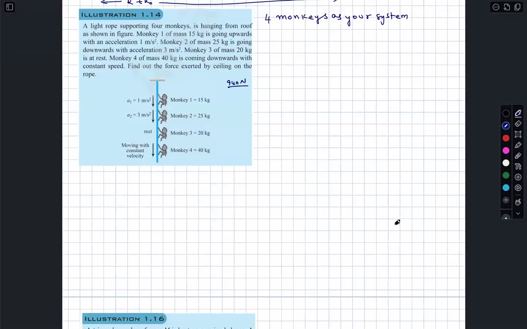So this is our question for the day. This is a class 2 central mass. In this specific system, you take monkeys as your system. When I consider monkeys as my system, what are the external forces here? The external forces here are one, gravitational force, two, tension force.